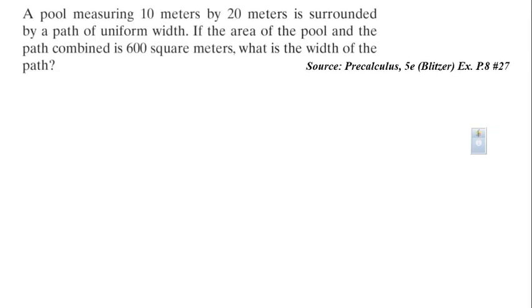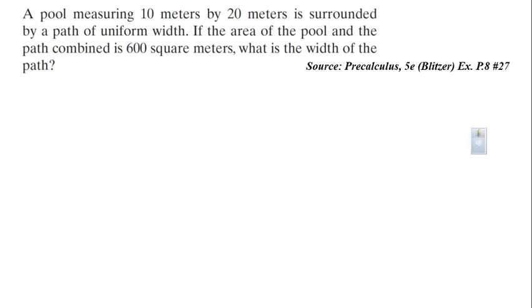Now, let's look at a few examples of applying word problems to quadratic and linear situations. Continuing from what we left off before from the PowerPoint, now let's take a look at this question taken from the book Pre-Calculus 5th edition by Blitzer. A pool measuring 10 meters by 20 meters is surrounded by a path of uniform width. If the area of the pool and the path combined is 600 square meters, what is the width of the path? So we look at the question and we realize it's asking us for the width of the path.